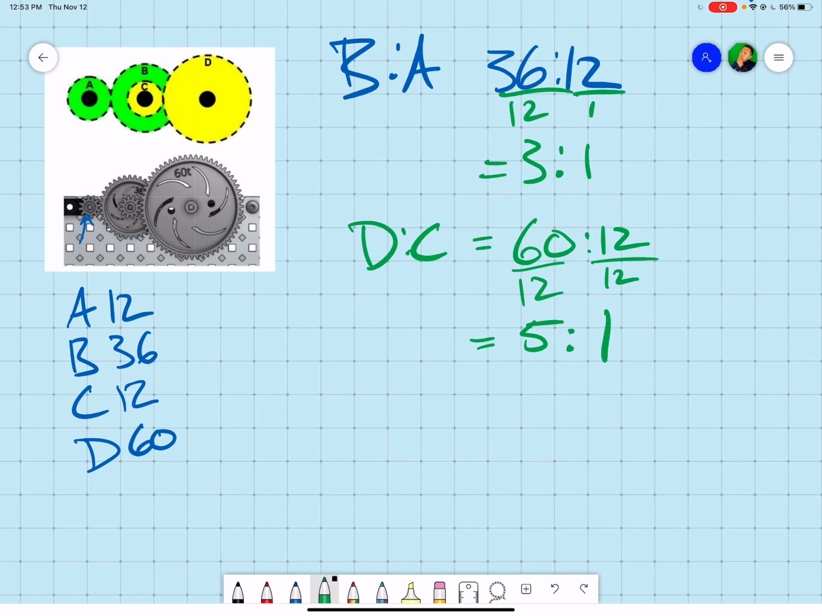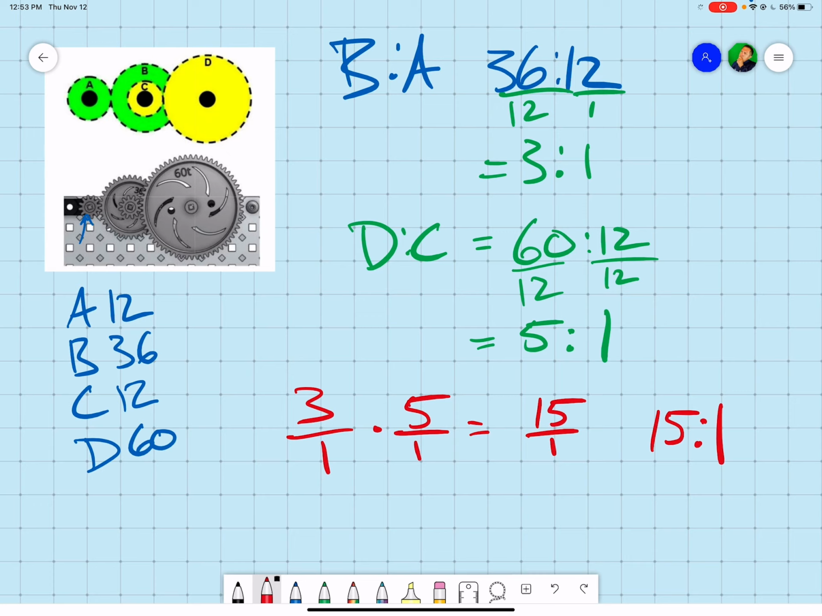Okay, next it asks to convert into fractions and multiply out. So I have 3 over 1 times 5 over 1. And that gets me my new gear ratio of 15 over 1, which also can be written as 15 to 1.